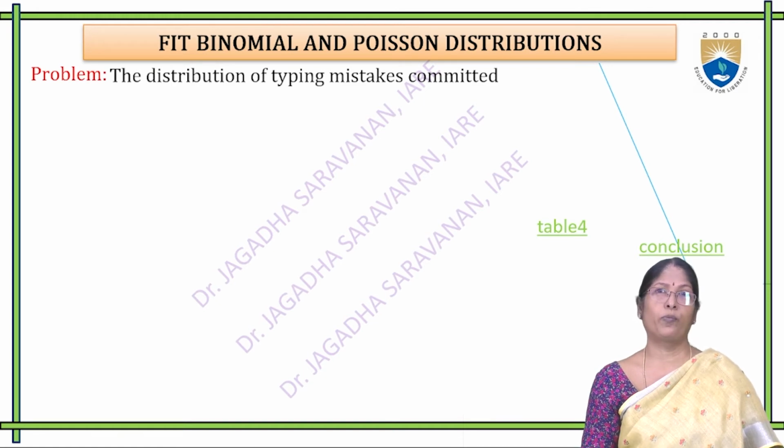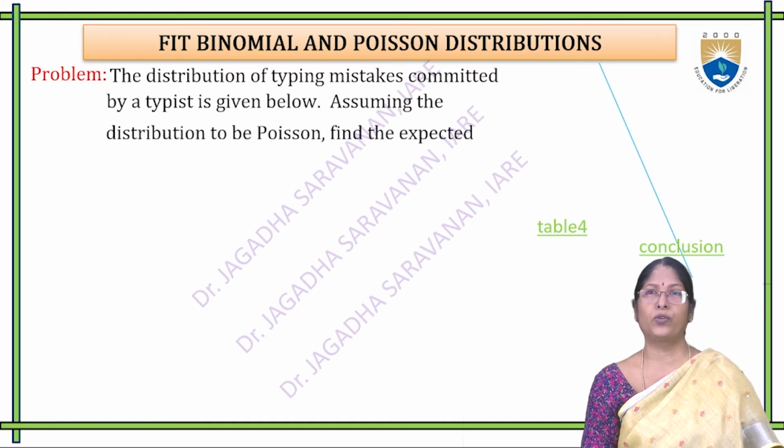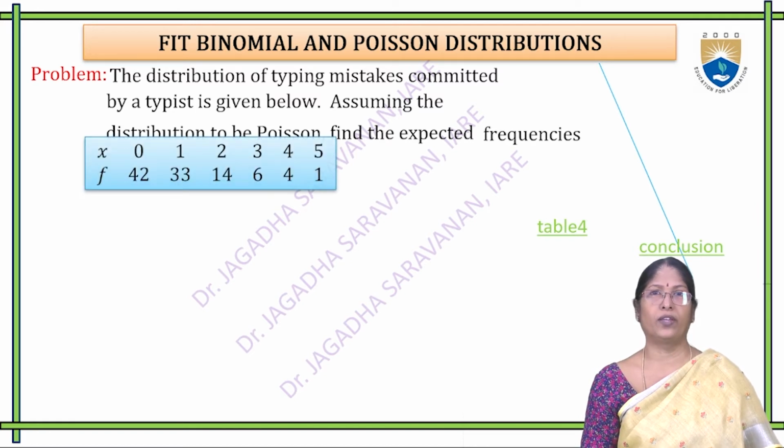So the next problem: we can concentrate on the distribution of typing mistakes committed by a typist, which is given below, assuming the distribution to be Poisson. So now we will concentrate our focus on the Poisson distribution. Find the expected frequencies. These are the frequencies which are given for x = 0, 1, 2, 3, 4, 5.